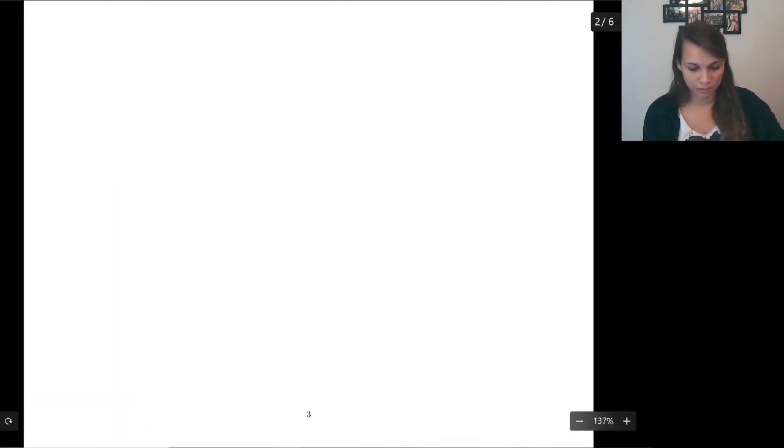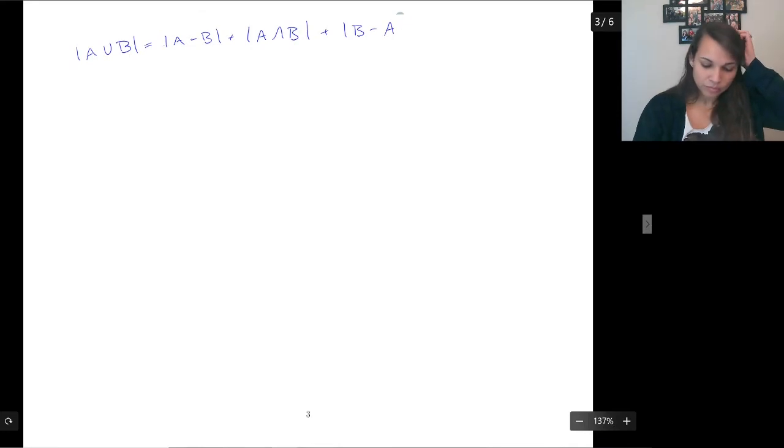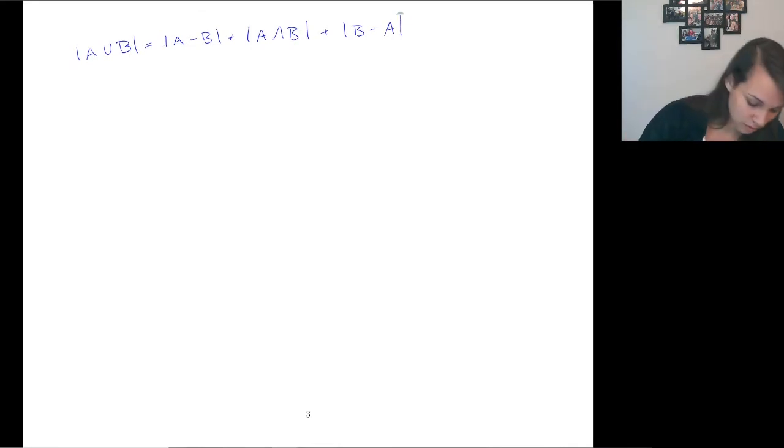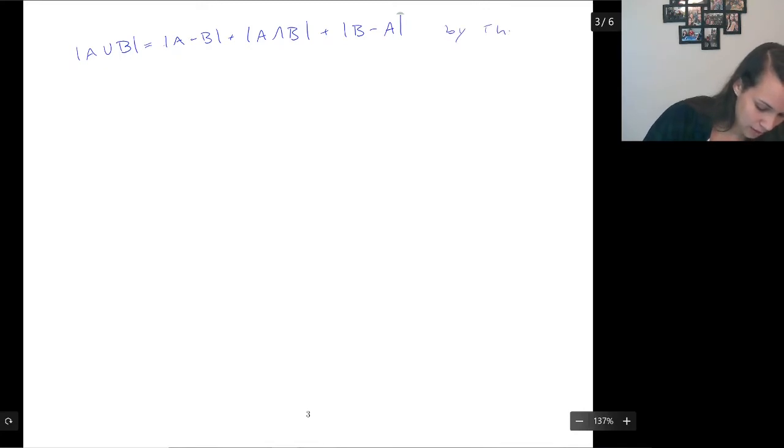So let's flip to the next page. We can say that the cardinality of A union B is going to be equal to the cardinality of A minus B, plus A intersect B, plus the part from B minus A. Again, because they're disjoint. So that's Theorem 5.17a. Cool.